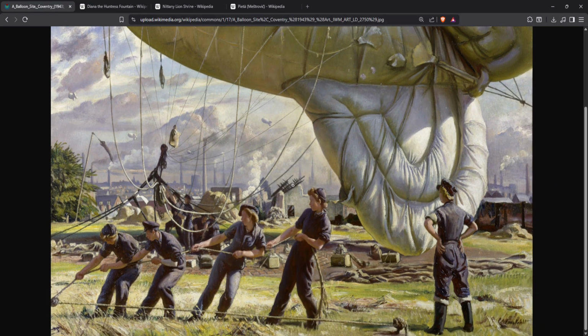Barrage balloons. I'm gonna be very real. When I was a child, and even up until my very late teens, I thought barrage balloons were just decoys, and they were just there to distract people. I didn't know they actually did anything, really. But this is very cool.